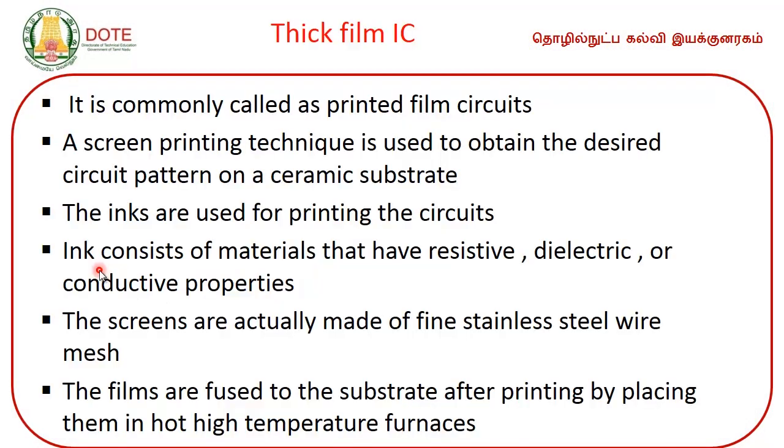Whatever pattern, whatever circuit we want to create, we prepare the pattern of that circuit on the screen and then force the ink through it, right? The screens are actually made of fine stainless steel wire mesh. The films are fused to the substrate after printing by placing them in a hot high temperature furnaces, right? So that is the thick film technology. Finally you got a pattern on the substrate in the form of thick film, right?